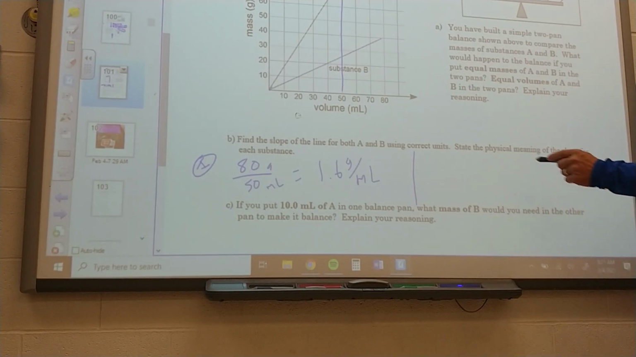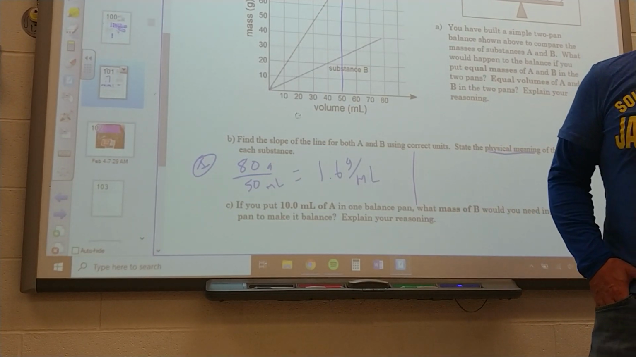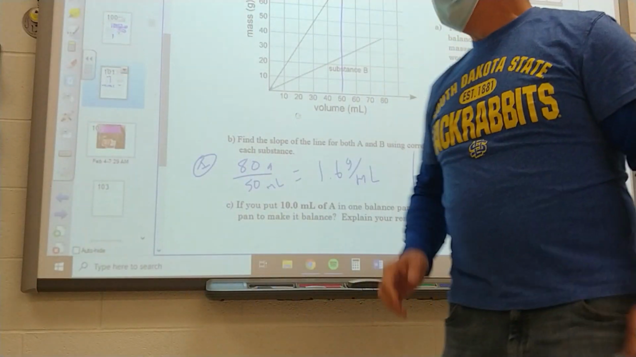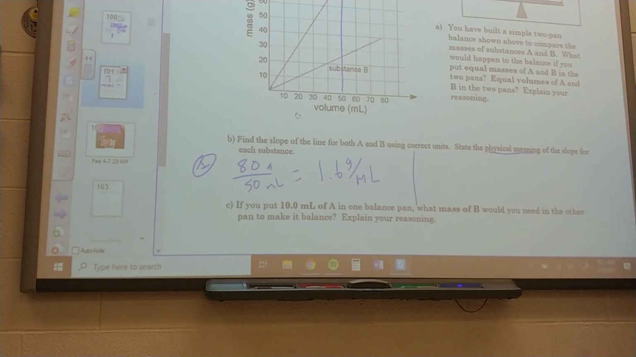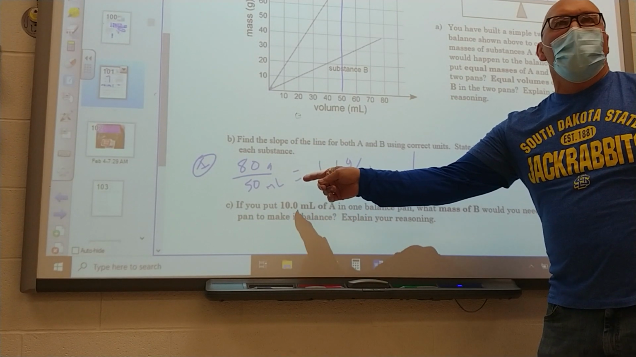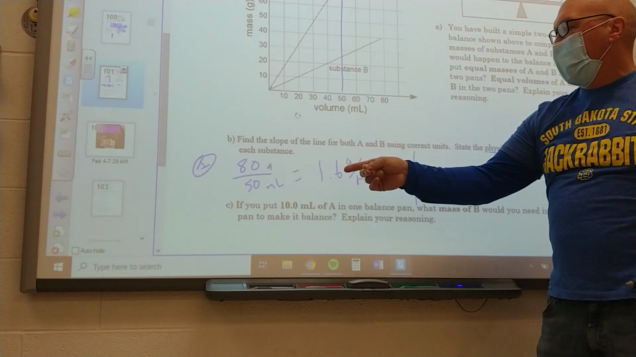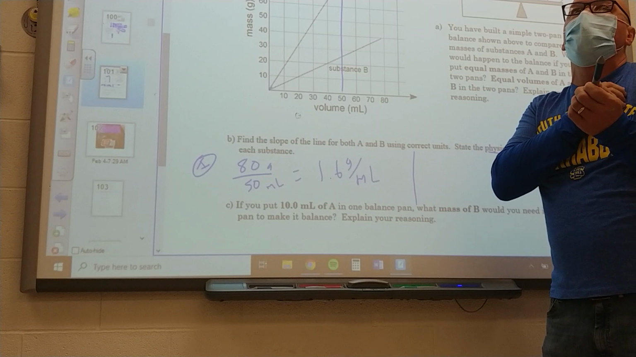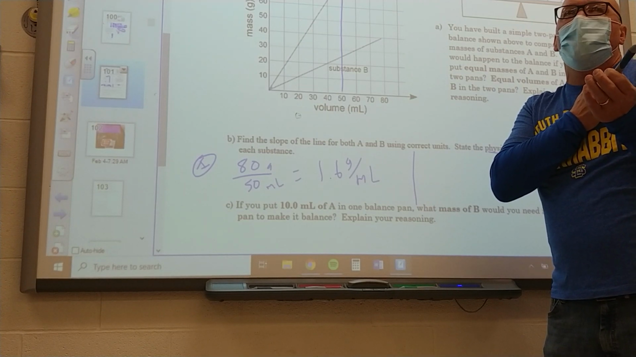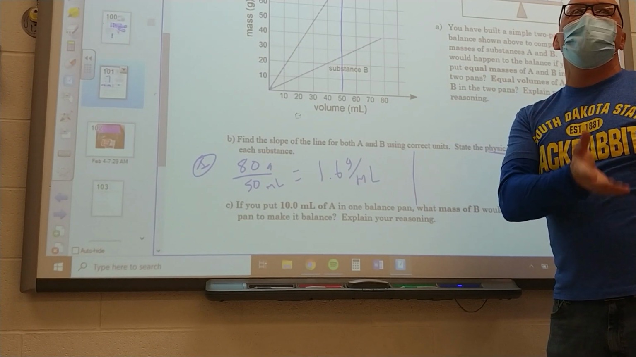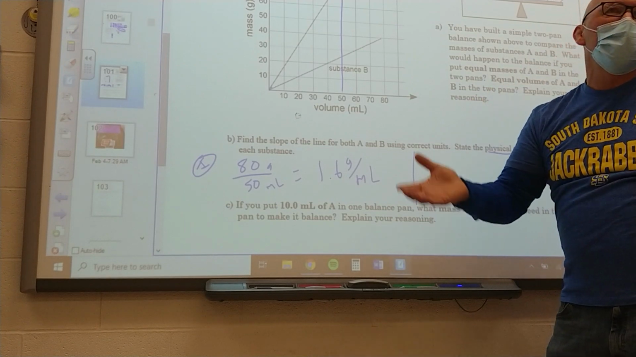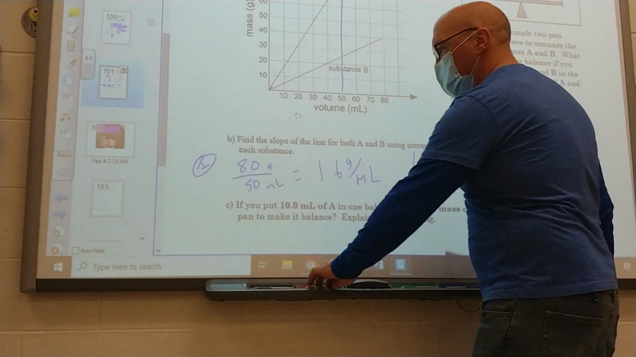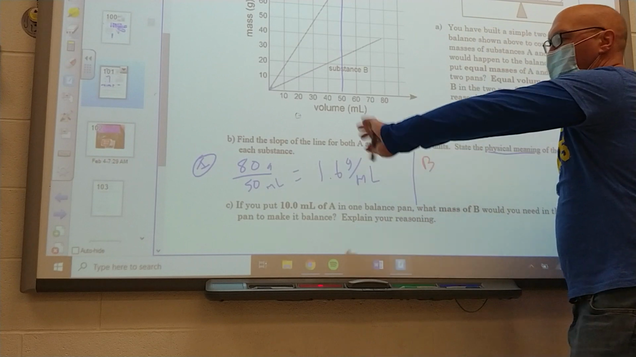Okay, this is what this meant, and you probably glossed right over that, and I don't care if we write this again for the test, even though the test might say it. State the physical meaning of the slope. It means for every 1 milliliter of substance A, it would have a mass of 1.6 grams. Or I could say for every 1.6 grams of A, it would occupy 1 milliliter. I know I'm confusing you when I say things two different ways. I know I am because every year I do. That was A. I'm not going to write all that.